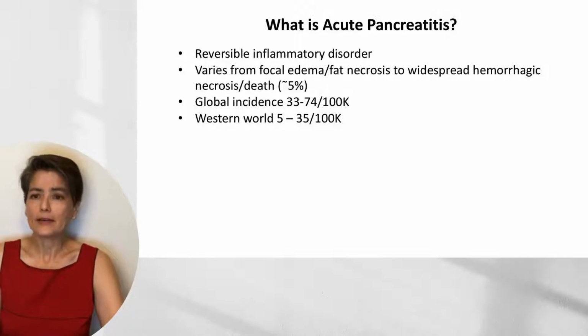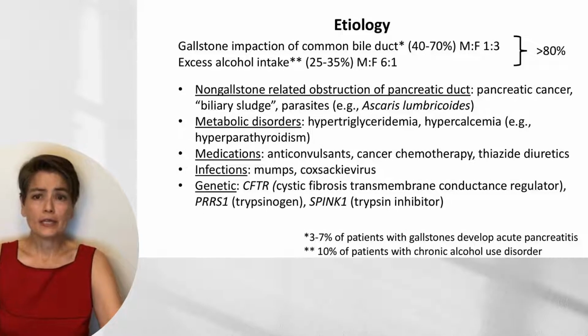So acute pancreatitis is a reversible inflammatory disorder that can range from just simple focal edema with a sprinkling of fat necrosis to widespread hemorrhagic necrosis and death in up to 5% of patients. Globally, it accounts for about 33 to 74 cases per 100,000 people, and in the Western world, about 5 to 35 cases per 100,000. The primary etiologies that you need to recall are gallstone impaction of the common bile duct, which accounts for 40 to 70% of cases, and excess alcohol intake that accounts for 25 to 35% of cases. Together, these account for more than 80% of cases of acute pancreatitis.